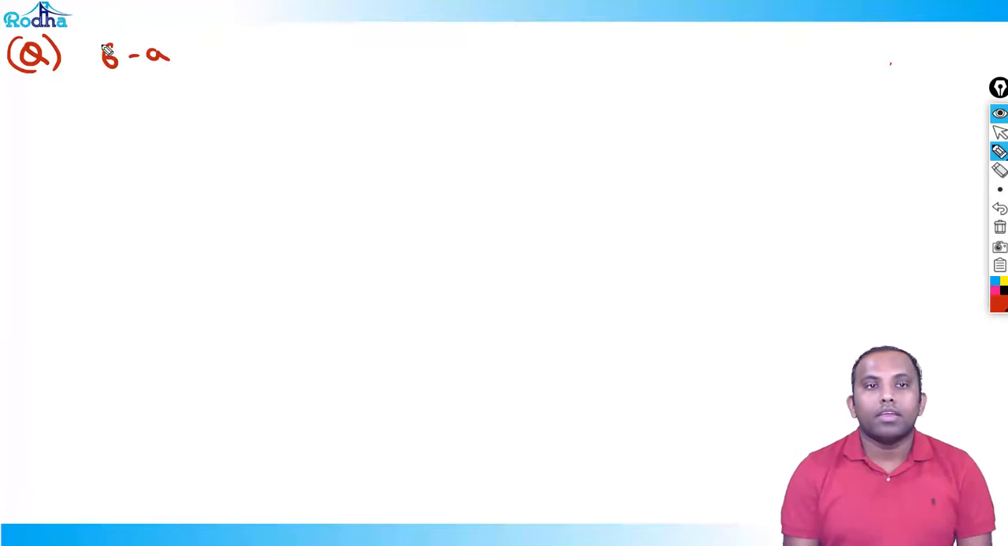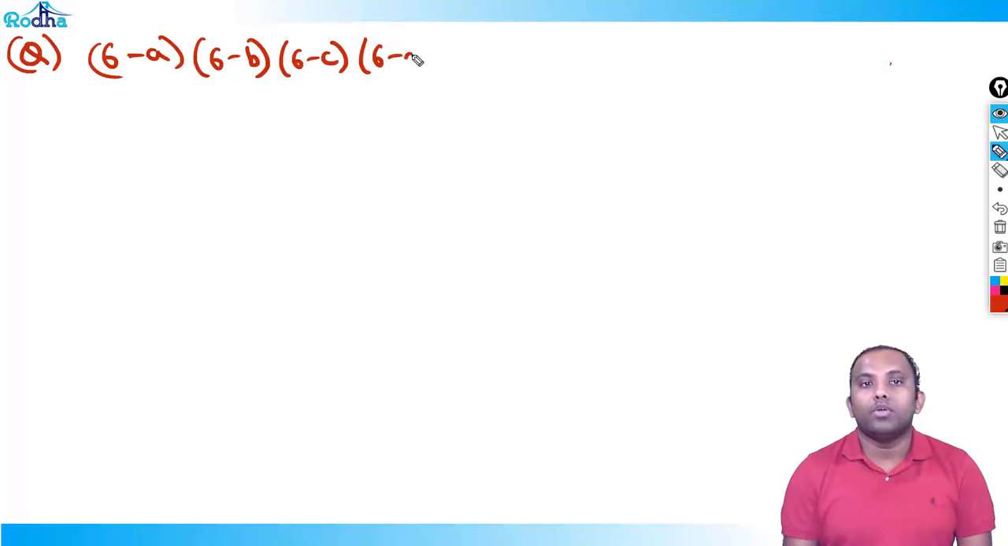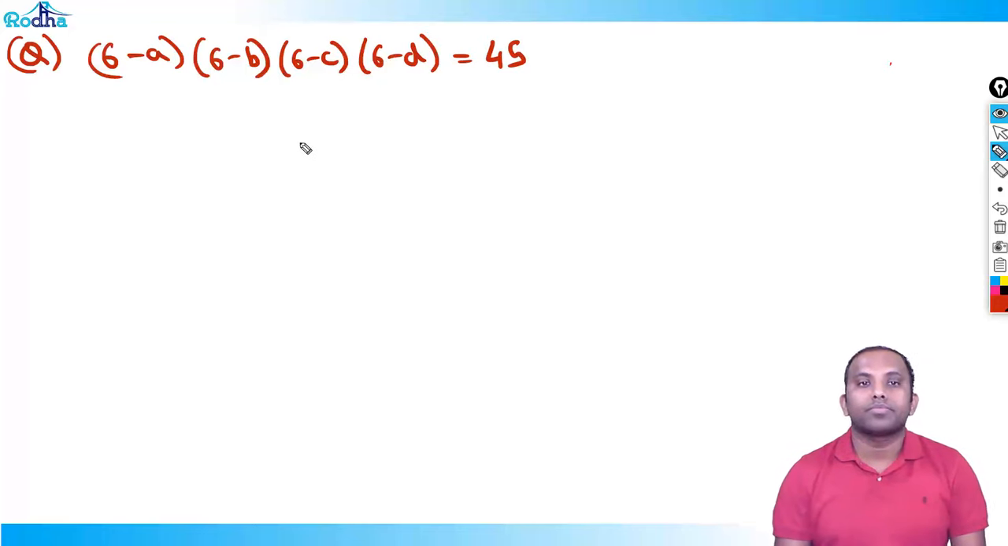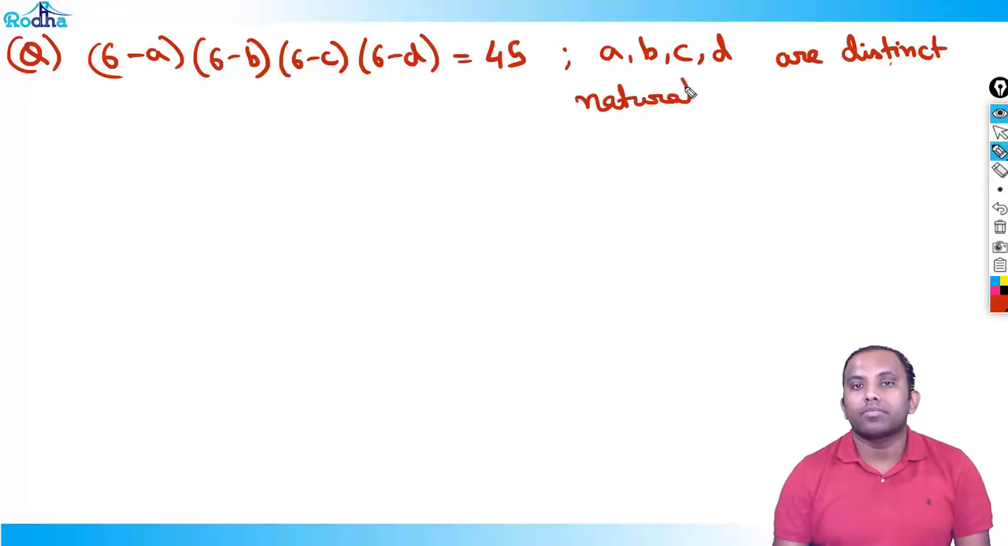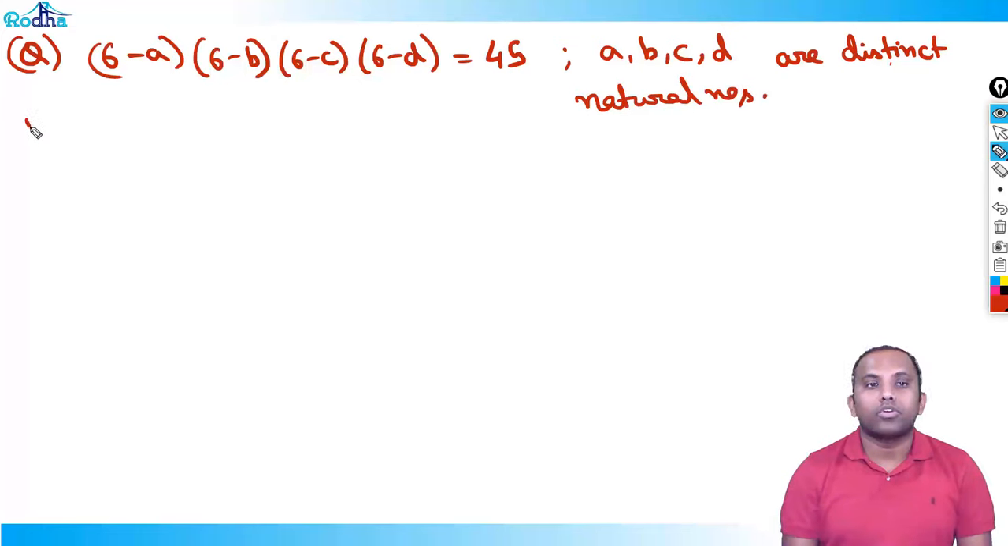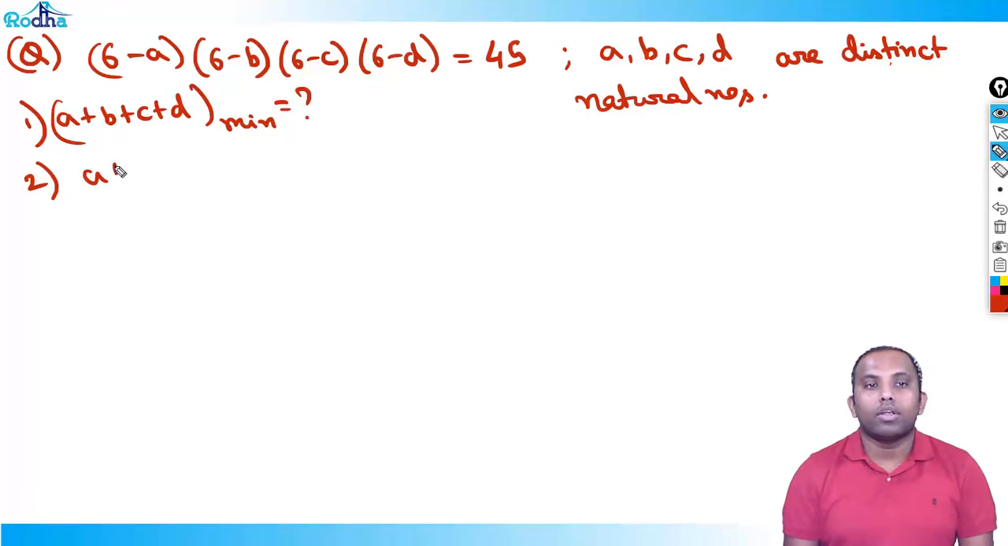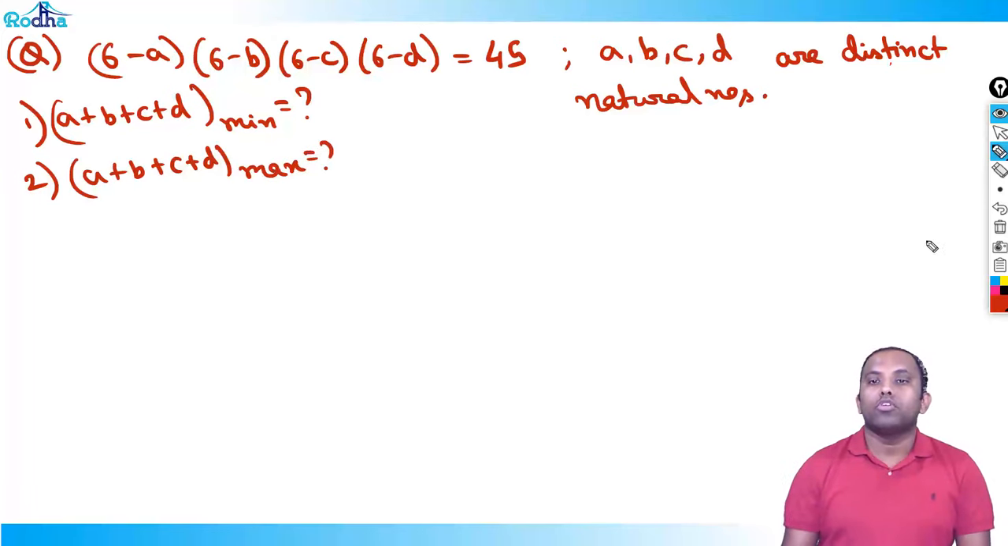It's like (6 minus A) into (6 minus B) into (6 minus C) into (6 minus D) is equal to 45. If A, B, C, D are distinct natural numbers, then first question, what is the minimum value of A plus B plus C plus D? And second question, what is the maximum value of A plus B plus C plus D? Again, a beautiful question.